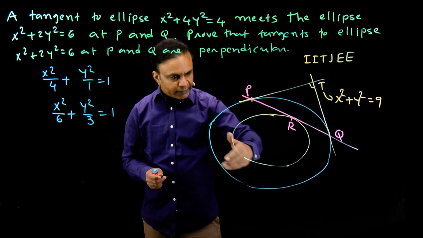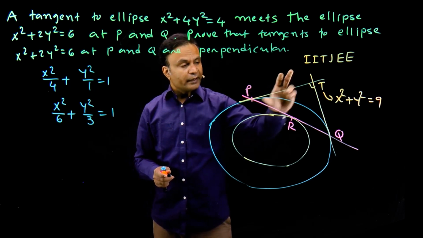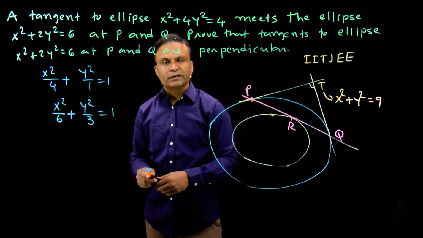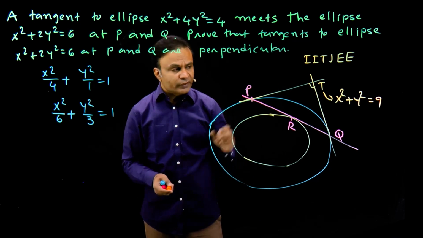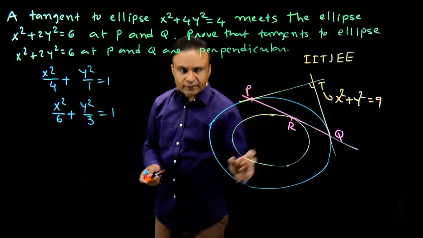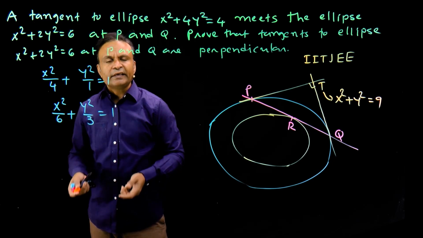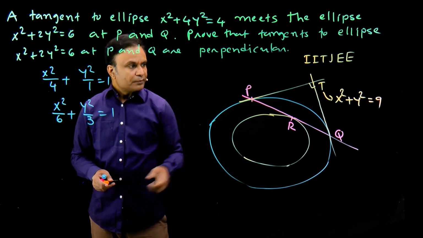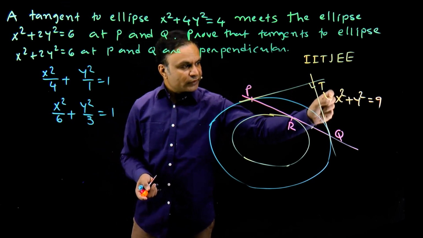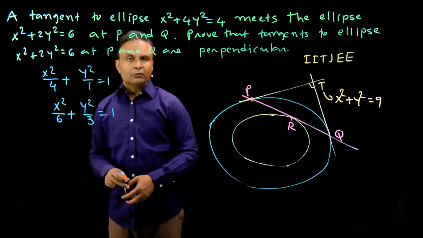Now we can draw infinite tangents to this inner ellipse. We will have infinite points P and Q, and we have infinite pair of tangents which are perpendicular. So we will have many points T, in fact infinite points T, which will lie on director circle. That means we have to prove that locus of point T is actually director circle of outer ellipse. We have to get the equation of locus of point T, and if we get equation x square plus y square is equal to 9, we are done. If I prove that the locus of T is the director circle of this bigger ellipse, then the tangents automatically become perpendicular.